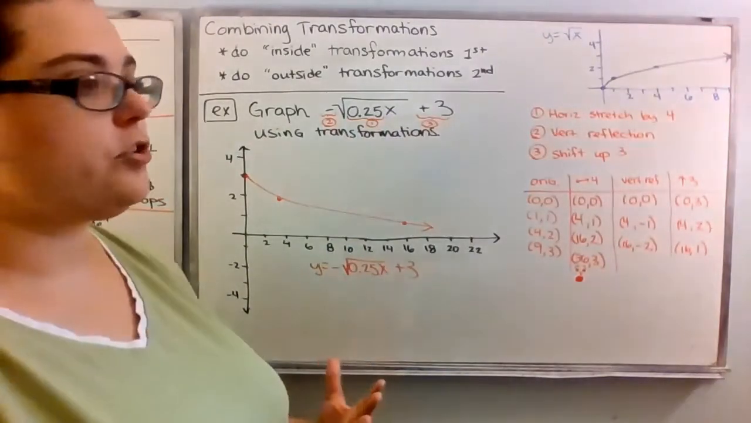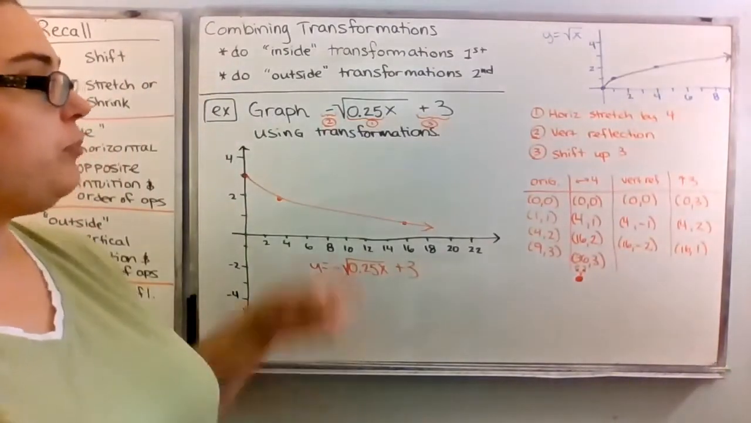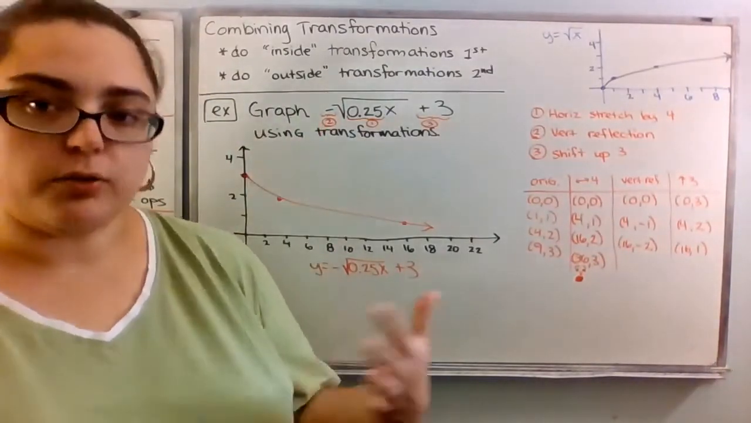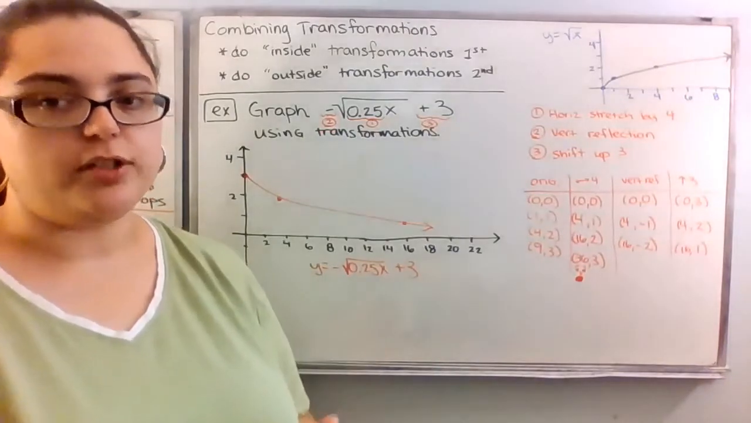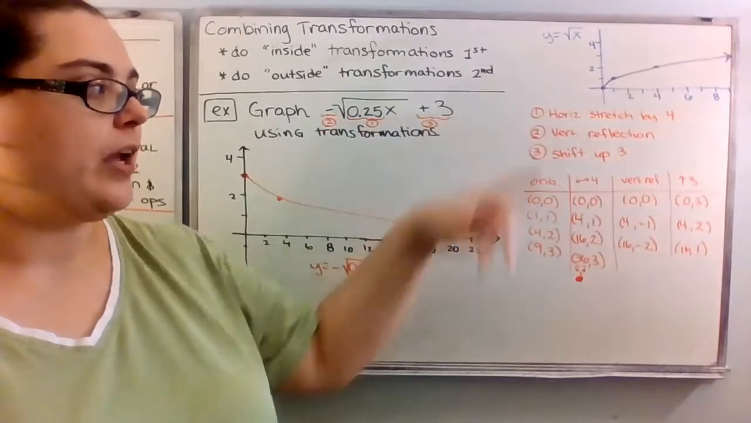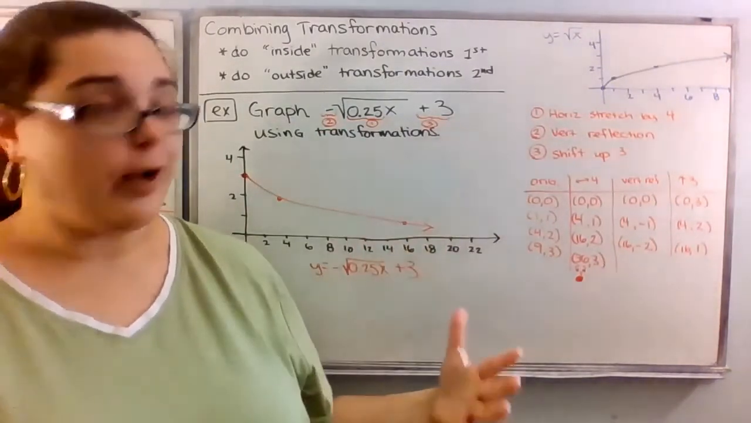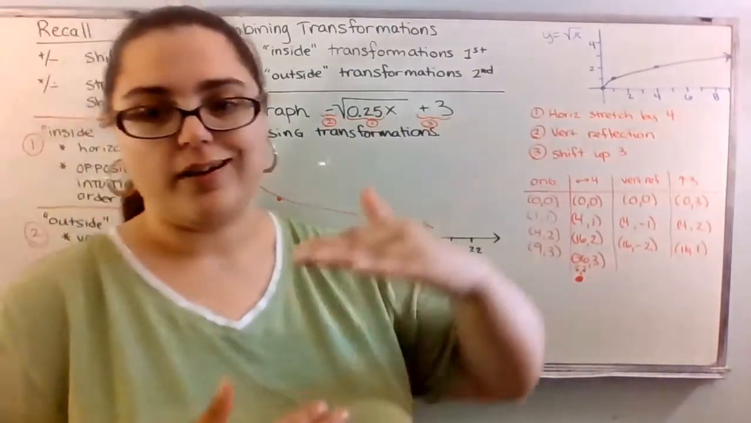So if your graph looks a little bit different, that might be one of the reasons why. Multiplying by a negative is going to result in a reflection. Since we're outside the function, that's a reflection over the x-axis, so that's a vertical reflection. And for our last one, since we're adding 3, it works the way we want it to. So that's going to be a shift up by 3.